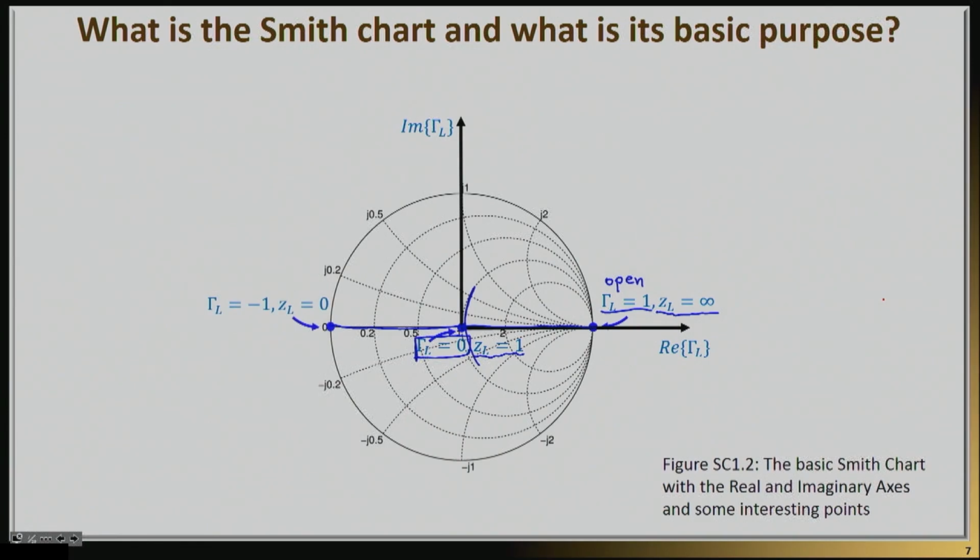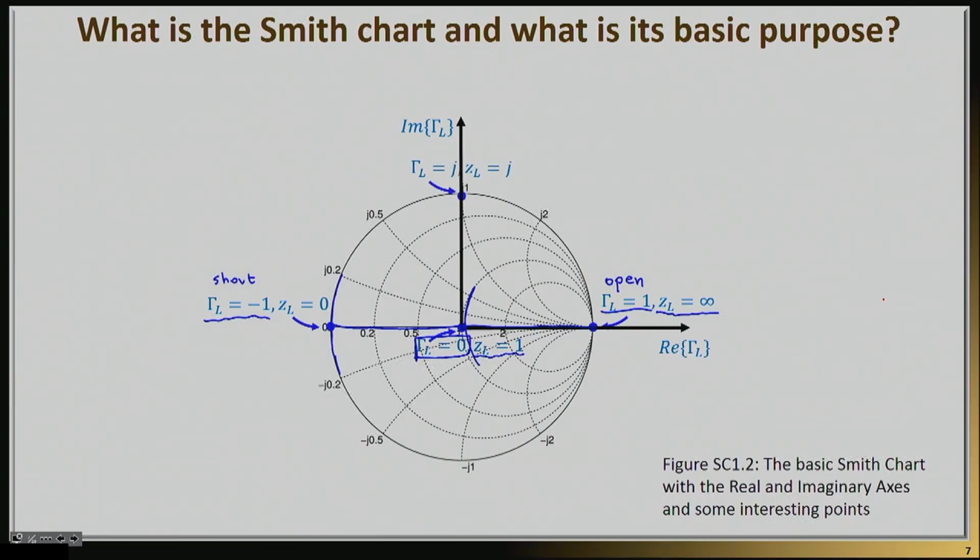Let's look at this guy here, gamma L of negative 1. So gamma L of negative 1 is a short. So the short is represented on the other side of the edge of the circle. Now here, if I look at the real part of ZL, which is this circle here, that basically will be equal to 0. And of course, the imaginary part is also 0. So this is basically my short.